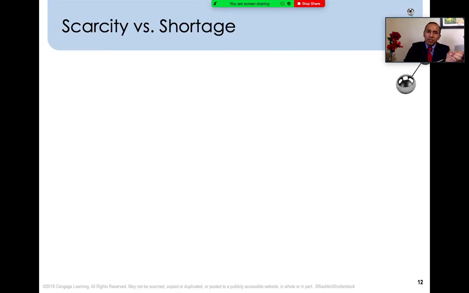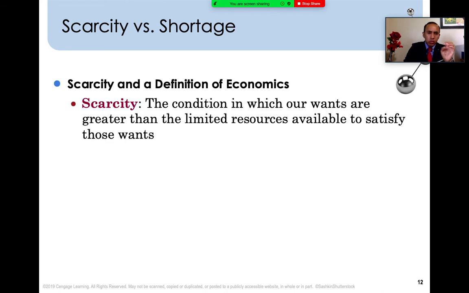There's also a big difference between scarcity and shortage of goods. Scarcity is a common thing that we see in economics and in economic sectors of countries. It's the condition in which our wants may be greater than the limited resources available in society, or by nature some resources are scarce. They're limited. We don't have enough resources in some situations.